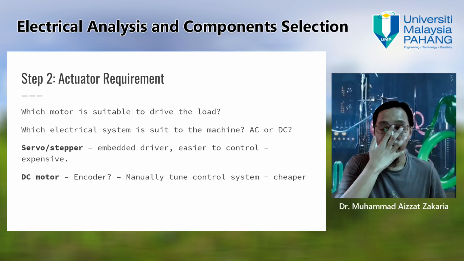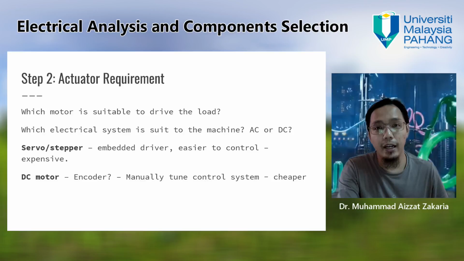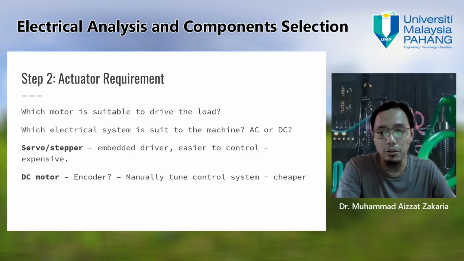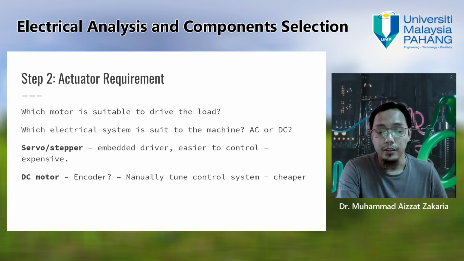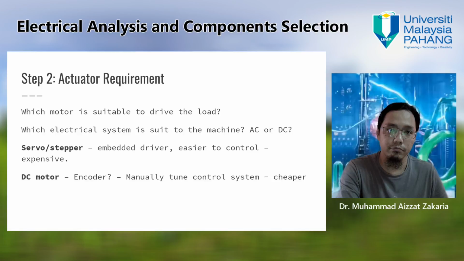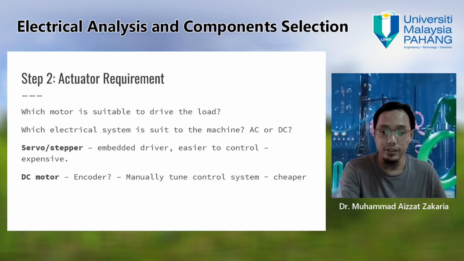And after you have the estimation of the amount of torque that is required on your system, the second question is, which motor is suitable to drive the load? Based on our requirement, what kind of electrical system is suited to our machine? Is it an AC system or a DC system?